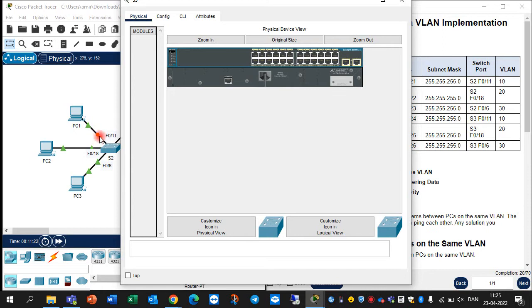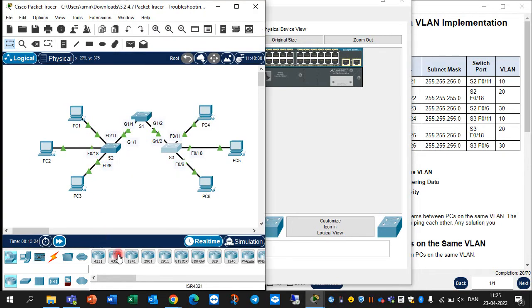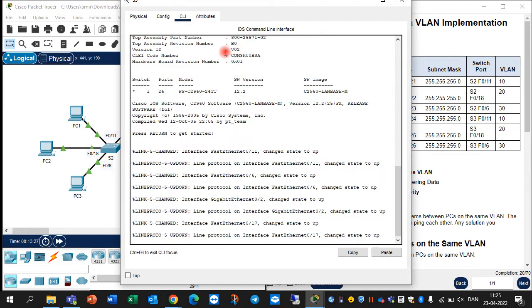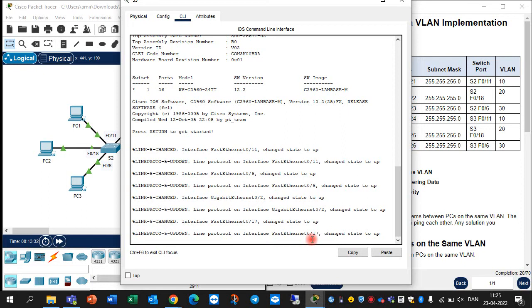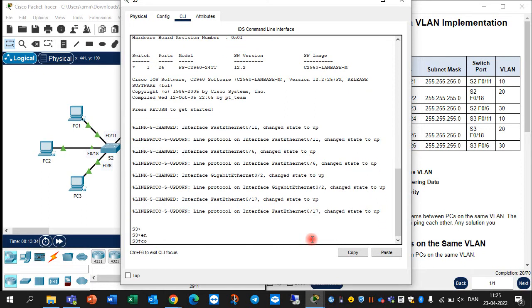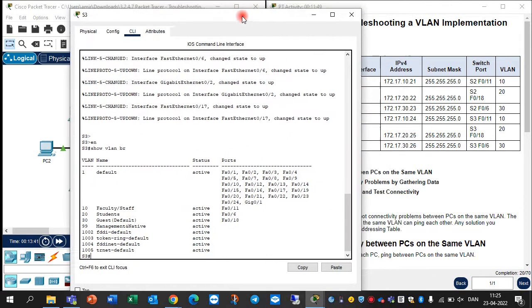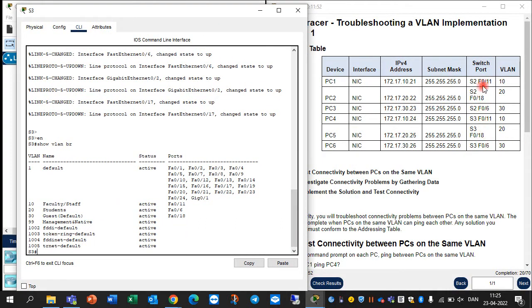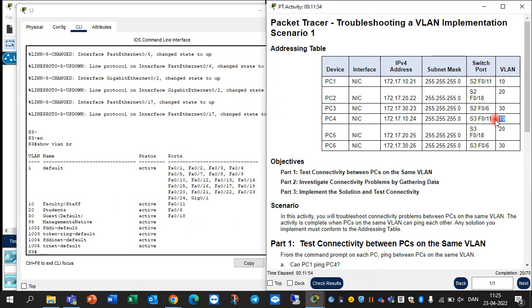It's orange right now, and fast forward it will be green, due to convergence. Enable and show vlan brief. You can see F0/11 in VLAN 10. Yes, and 0/18, that's not correct. It should be port 20, and yes, we should replace them and fix them.